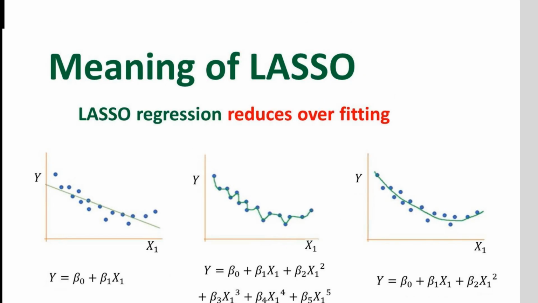LASSO can help us model the data with fewer variables and thus avoid overfitting. LASSO drops x to power 3, x to power 4, and x to power 5. It only keeps x and x to power of 2. It selects a set of features that does not overfit and can explain most of the data.